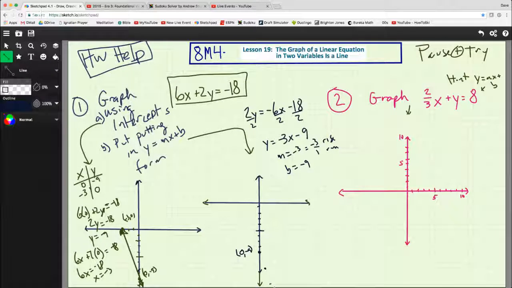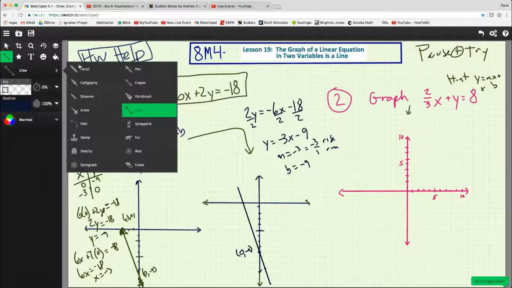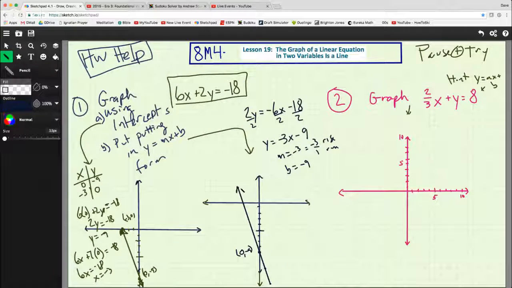Again, remember I did a lot of this in the last lesson. If you forget how to graph using y equals mx plus b form, I did it a lot in lesson 18. So notice we cross the axis at 0, negative 9. We cross this one at 1, 2, 3, negative 3 comma 0.